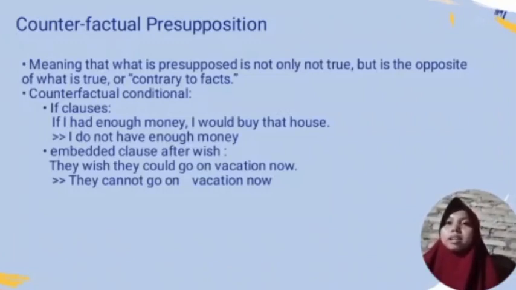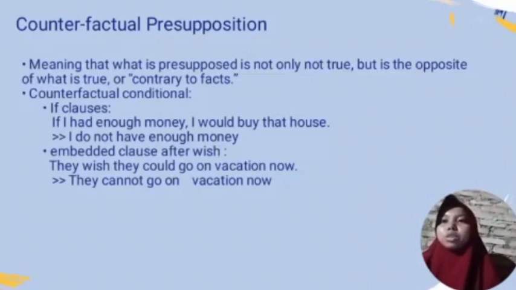The last type of presupposition is counterfactual presupposition, meaning that what is presupposed is not only not true, but is the opposite of what is true, or contrary to facts. There are two counterfactual conditionals. First, if clauses. Example, if I had enough money, I would buy that house. It means that I don't have enough money.